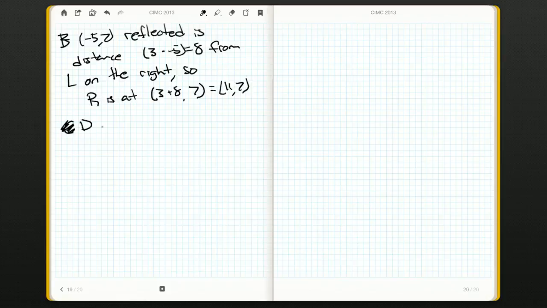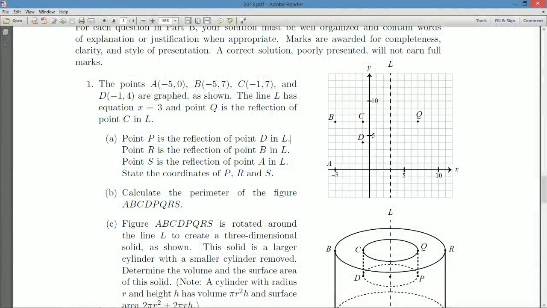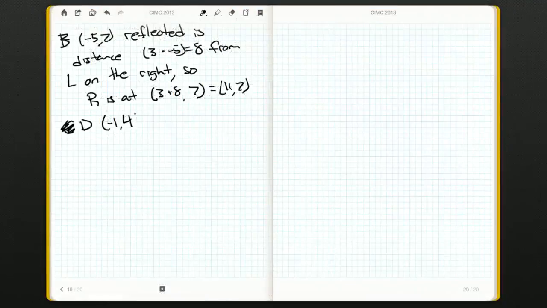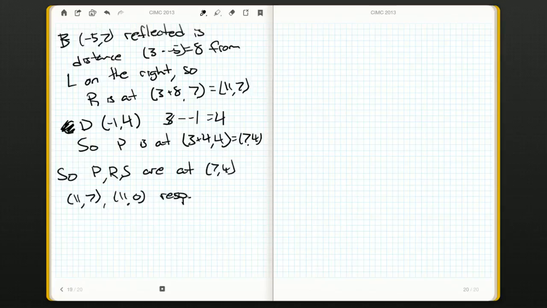We did see, what was D? D was, I think, negative 1, 4, but we'll just double check that. Yep, negative 1, 4. Okay, great. So 3 minus negative 1 is equal to 4. He's distance 4, just like C was distance 4. Seven, 4, 11, 7, and 11, 0, respectively. And that was all question A was asked.